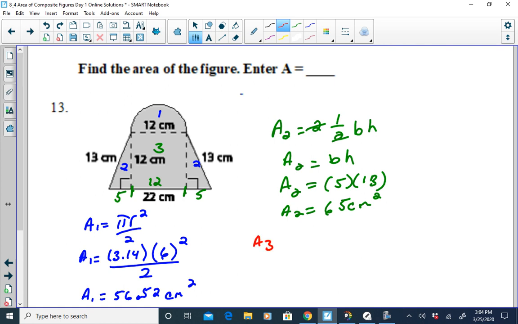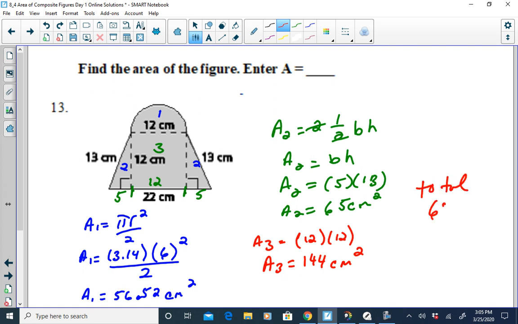Area 3 is a rectangle. And what's the rectangle? That looks like that's going to be 12. Actually, it's a square because it's 12 by 12. So area 3 is going to be 12 times 12. So area 3 is going to be 144 centimeters squared. So then we need the total area.